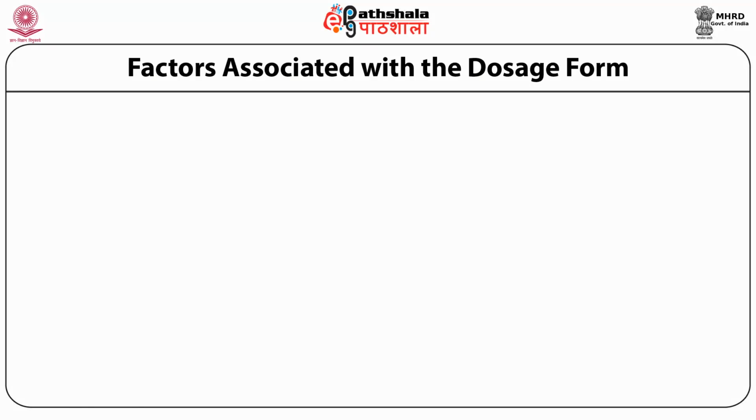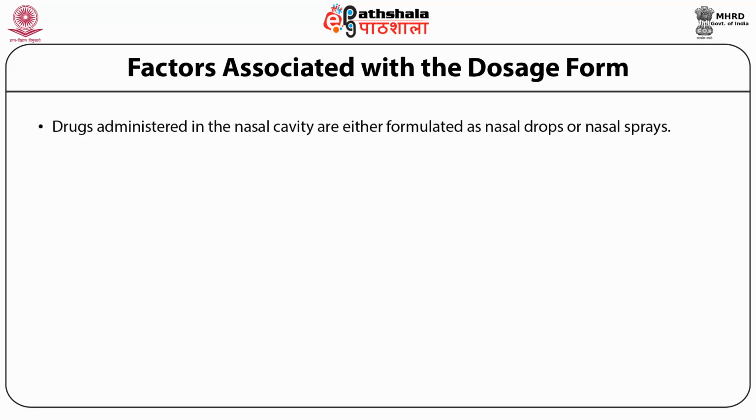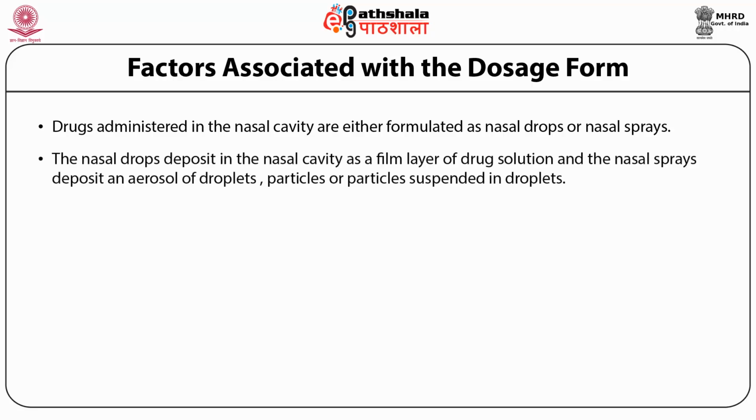My dear students, we would now continue to understand the other factors which play an important role in the designing of nasal drug delivery systems. There is an important set of factors associated with the dosage form. Drugs administered in the nasal cavity are either formulated as nasal drops or nasal sprays. These are the two commonest types of dosage forms which we see in the market and common usage. The nasal drops deposit in the nasal cavity as a film layer of drug solution, and the nasal sprays deposit an aerosol of droplets, particles, or particles suspended in the droplets.